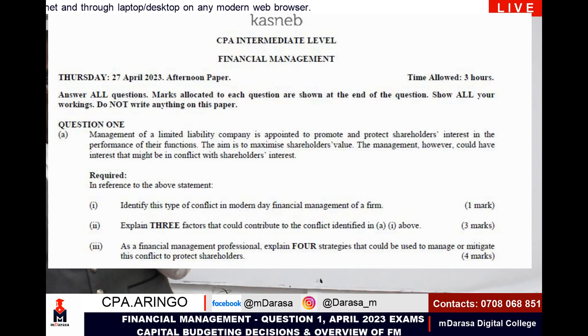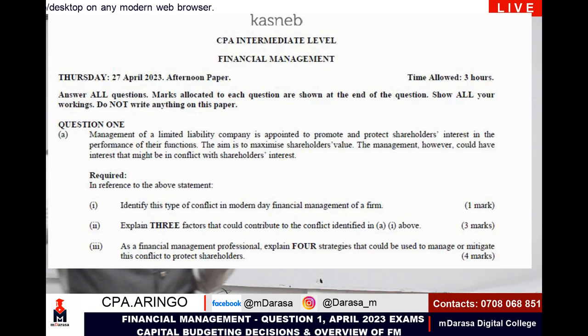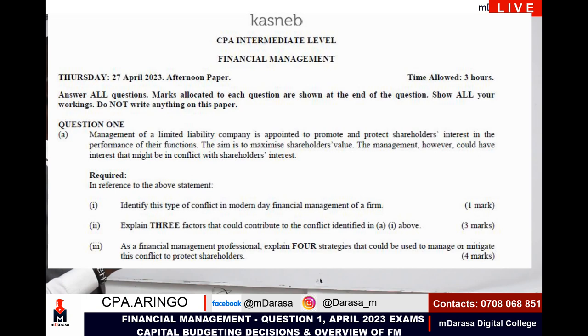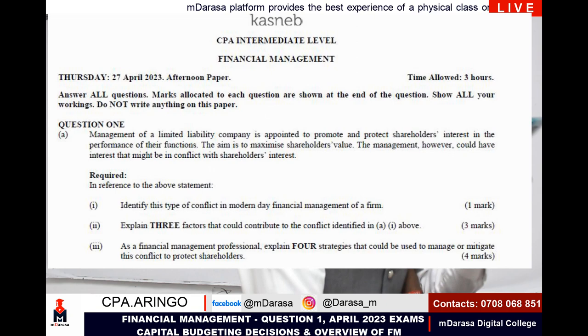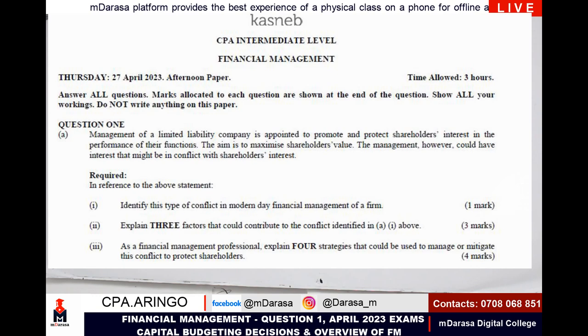Then also we can talk about board oversight and so many other points. Board oversight, where the board of directors can provide oversight and monitoring of management to ensure that they are acting in the best interest of shareholders. This can involve regular meetings and reviews, the establishment of committees to evaluate specific areas of management, and the appointment of independent directors with relevant expertise, right? And so many other points that you can give.